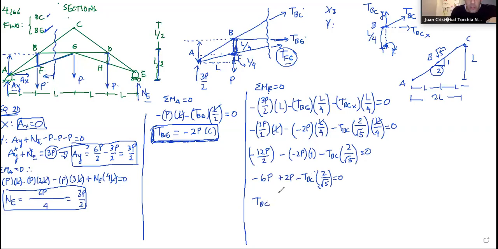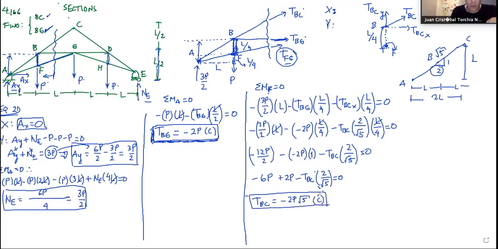TBC should be equal to, okay, so this thing is a minus. It's gonna be minus 4p. It's gonna pass here as a plus, but I have a minus, so it's gonna be a minus the other way around. But I have 2, okay? So instead of the minus 4, it's gonna be a minus 2p square root of 5. Okay, so this thing is compression, and this problem has just ended there.